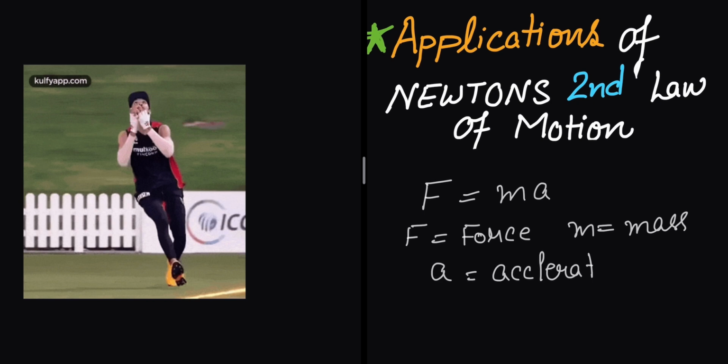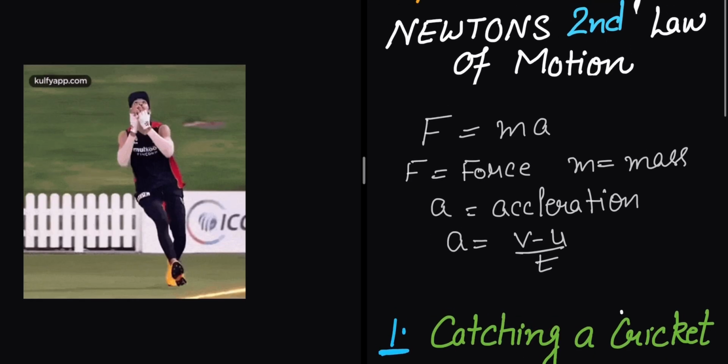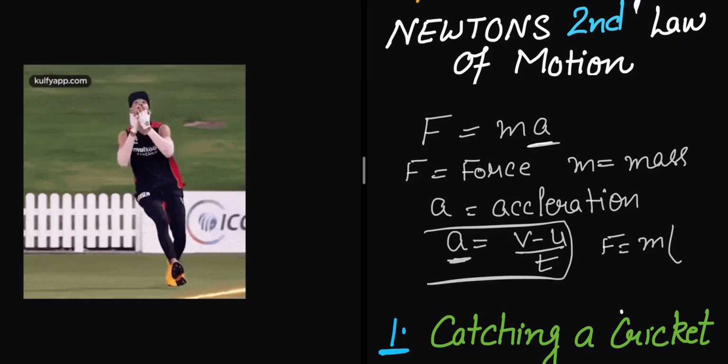Now students, what is acceleration? Acceleration is nothing but the rate of change of velocity. So this is the formula for acceleration. If we put this value of a here, what do we get? F is nothing but mass into acceleration. What is the acceleration value now? V minus u upon t. So here we get F is equal to m into (v minus u) upon t.